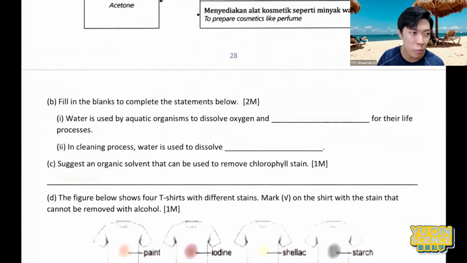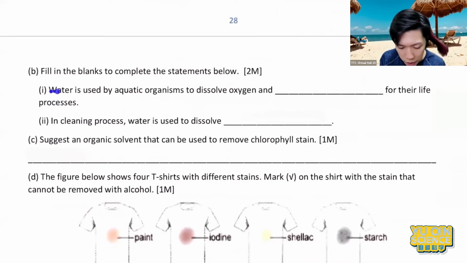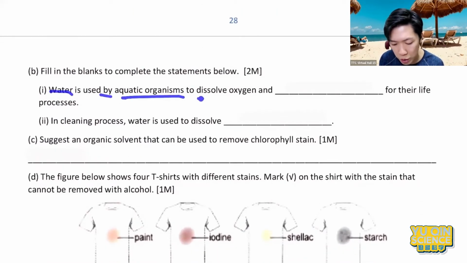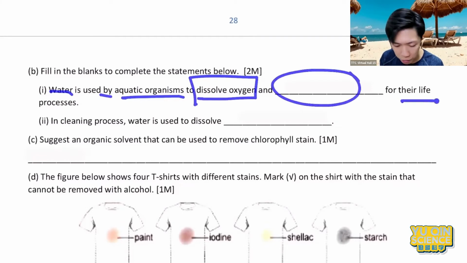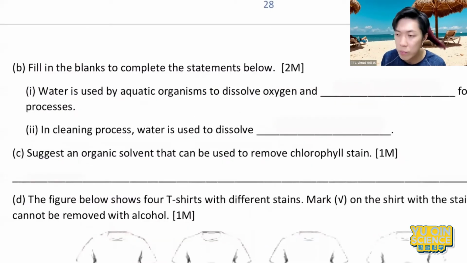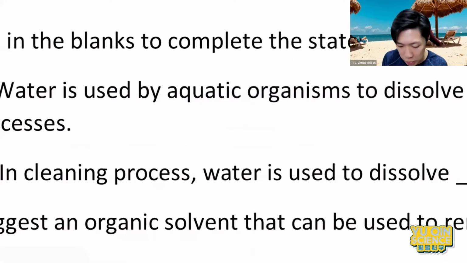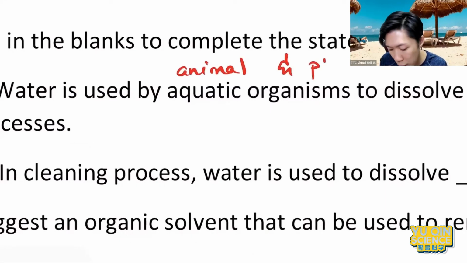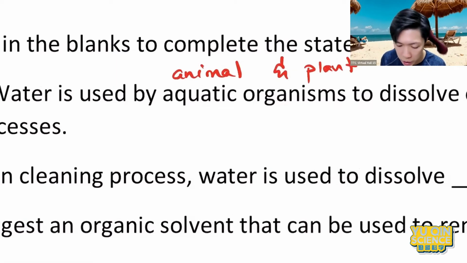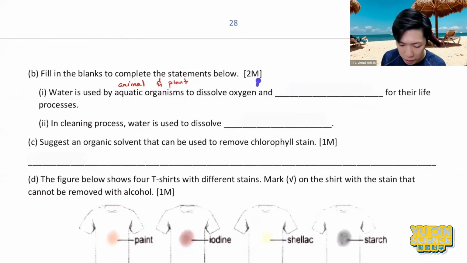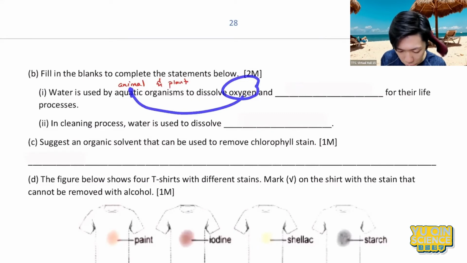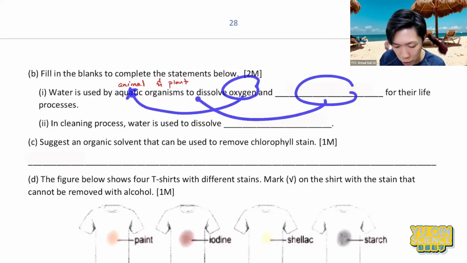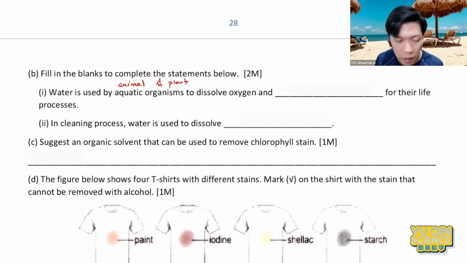B. Fill in the blank to complete the statement below. Water is used by aquatic organisms to dissolve oxygen and something for their life processes. Well, aquatic organisms include animals and water plants though, like seaweed and the rest. So what gas do we have? Yes, oxygen for animals. What for the plants? Obvious enough, right? Yes, correct. Carbon dioxide.